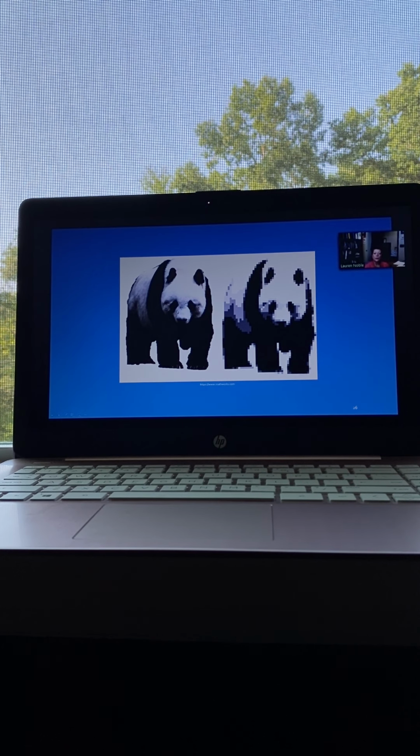Why are we able to see this image better than this one in terms of the detail? Based upon what I just said about the previous slide. Pixels are smaller.